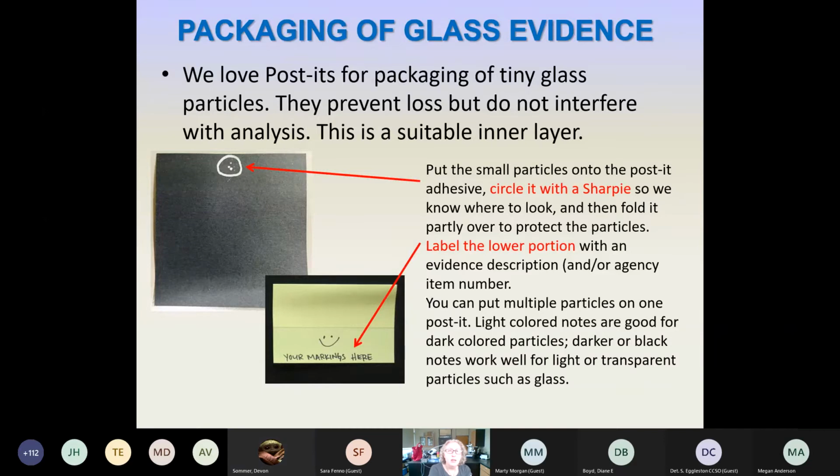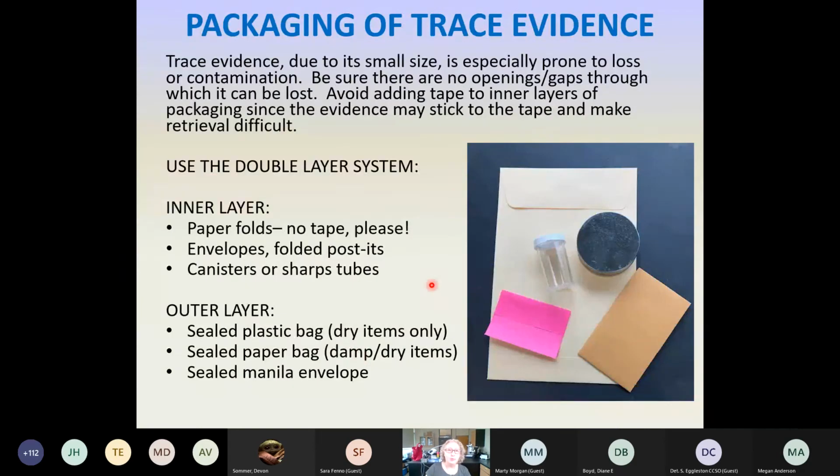So we really love Post-it notes. Here's just a photo of how we recommend that you use them. If you've got your little glass fragments that you collected here with your fingers or your tweezers, or you used it to lift them off a surface with the adhesive, draw a circle there so we can know we're seeing what you're seeing, and then fold that over so the adhesive seals it in, and then put your item number or description here so that we can distinguish it from other evidence in the case. And then that would go inside of a secondary package.